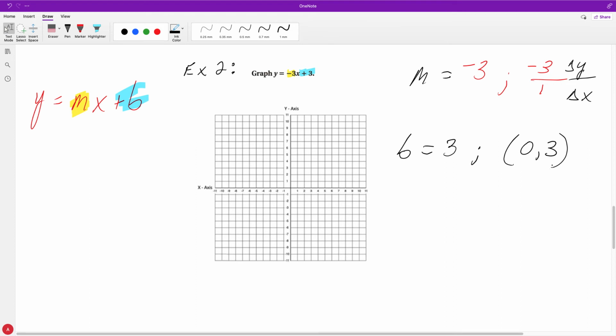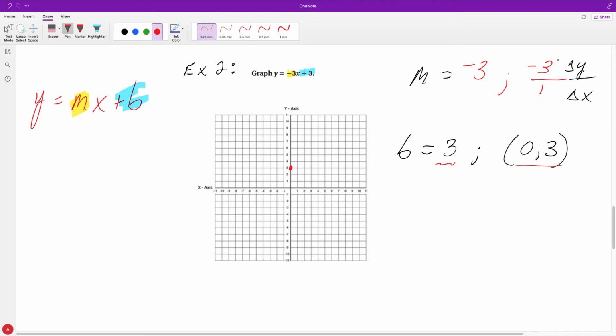So through any 2 points, you can draw one straight line. I'm going to have you plot a minimum of 3 points, so that this way you know that you're not making any mistakes. So the way that we do this is, first we graph our y-intercept. Our y-intercept here we know is 3, so it's the point (0, 3).